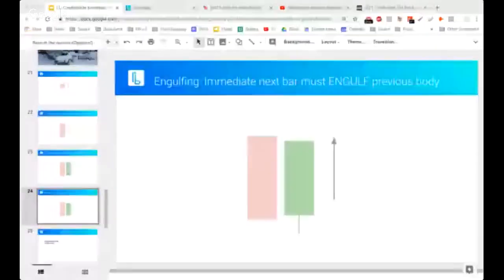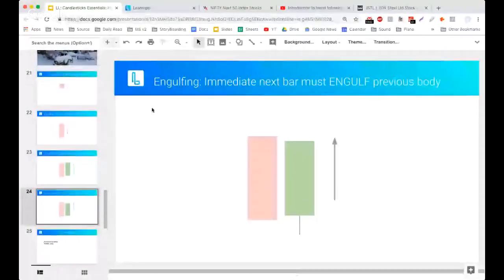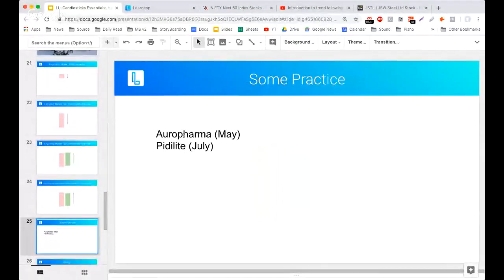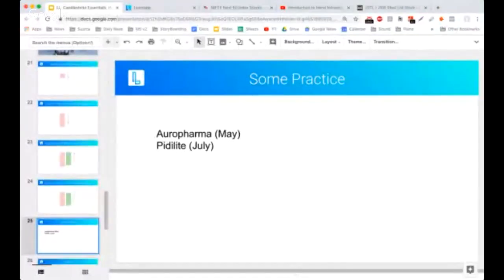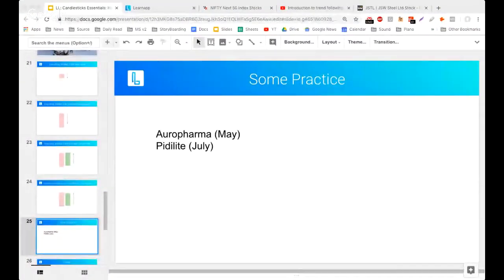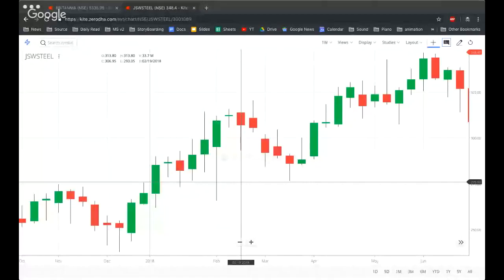Okay, so now that we've understood that, we need to see a few examples. So I have these examples, Auropharma and Pidilite, just to show you what an engulfing looks like. Let me share my screen. Okay, can you see my screen now? Wonderful.